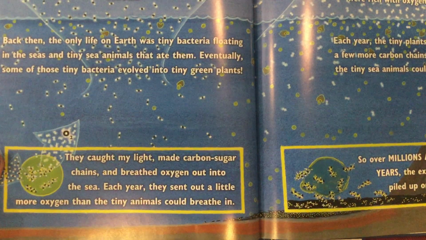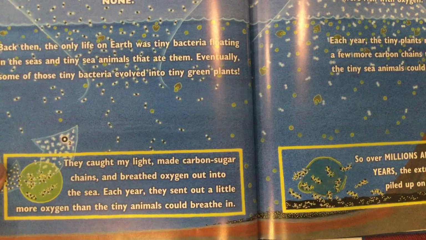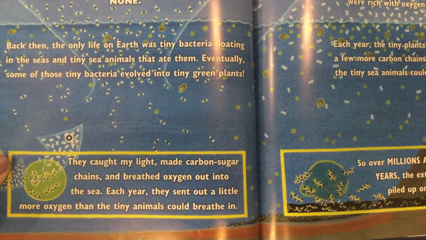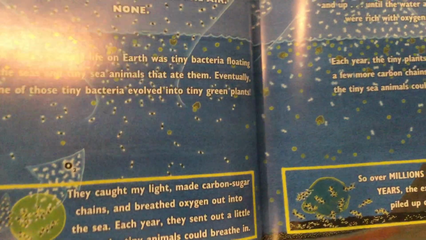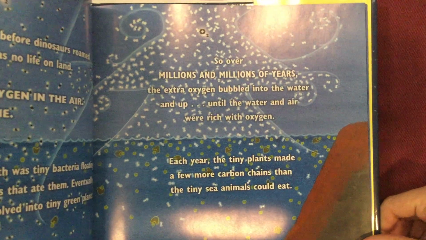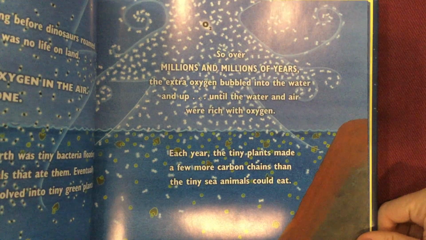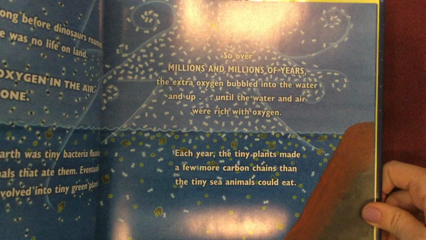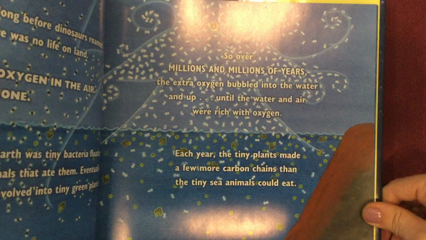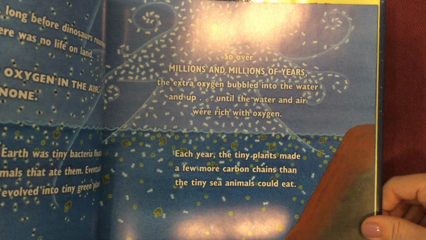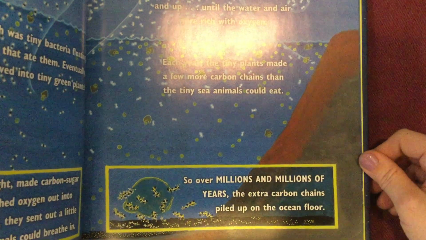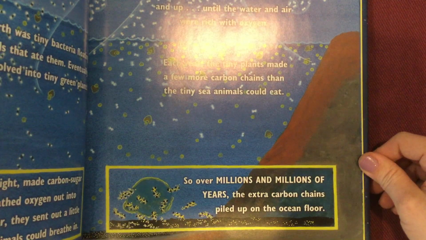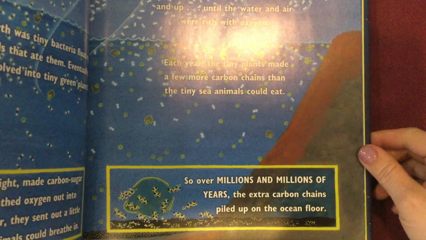Eventually, some of those tiny bacteria evolved into tiny green plants. They caught my light, made carbon sugar chains, and breathed oxygen out into the sea. Each year, they sent out a little more oxygen than the tiny animals could breathe in. So over millions and millions of years, the extra oxygen bubbled into the water and up until the water and air were rich with oxygen. Each year, the tiny plants made a few more carbon chains than the tiny sea animals could eat. So, over millions and millions of years, the extra carbon chains piled up on the ocean floor.